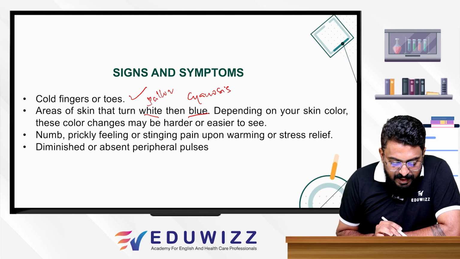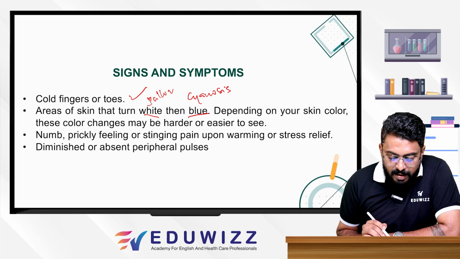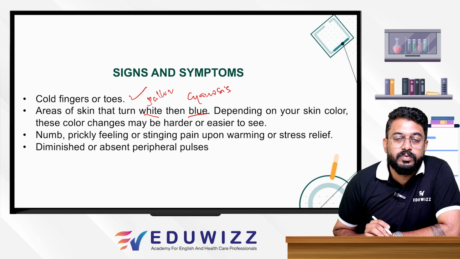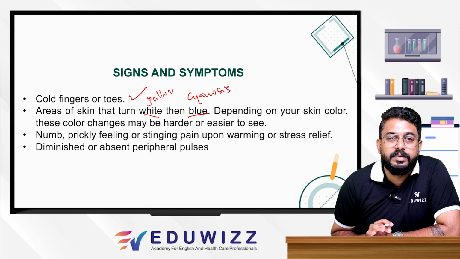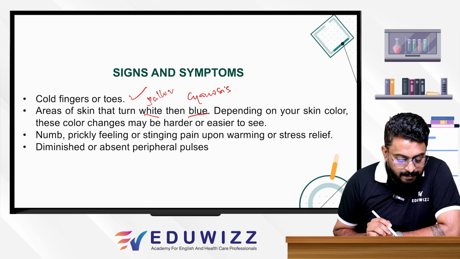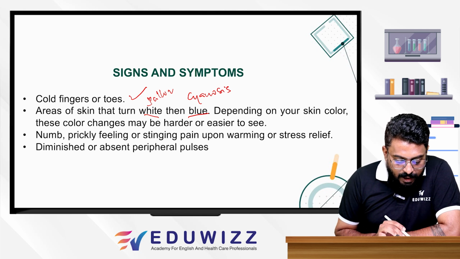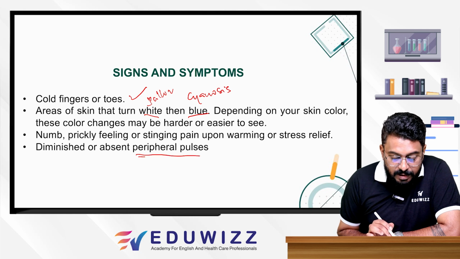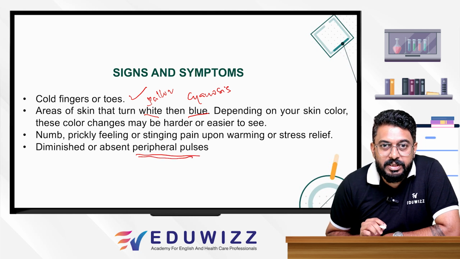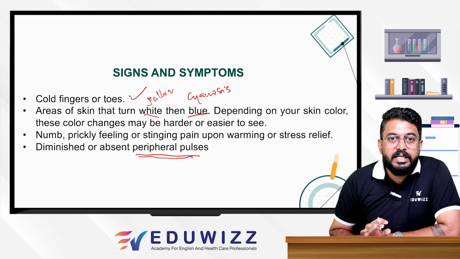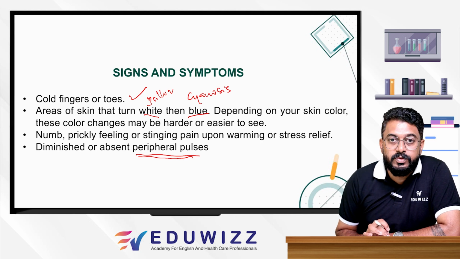Numb, prickly feeling or stinging pain upon warming or stress relief. So this is called paresthesia, a numbness and tingling sensation. And fourth is diminished or absent peripheral pulses. Due to decreased circulation, the pulse will be diminished or absent. So these are the signs and symptoms we discussed here also.